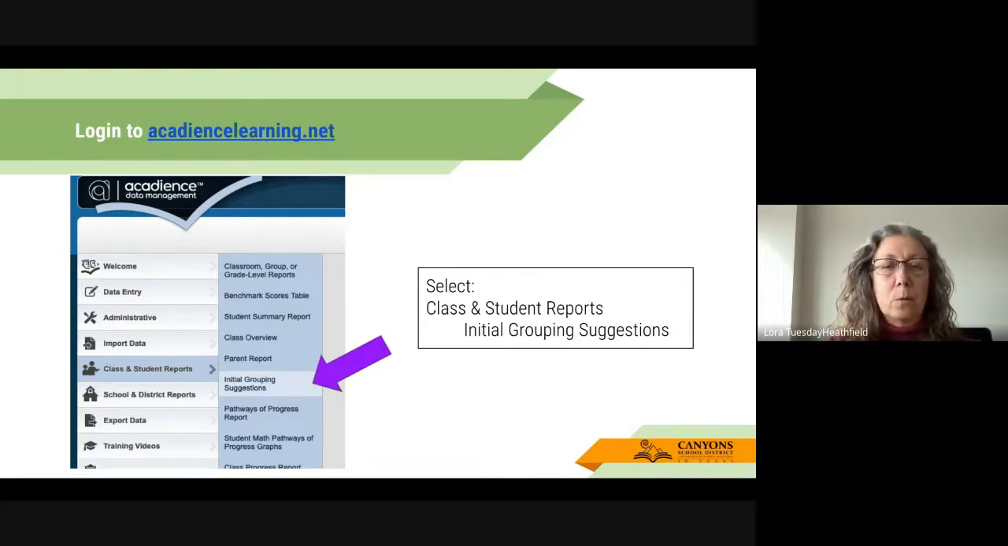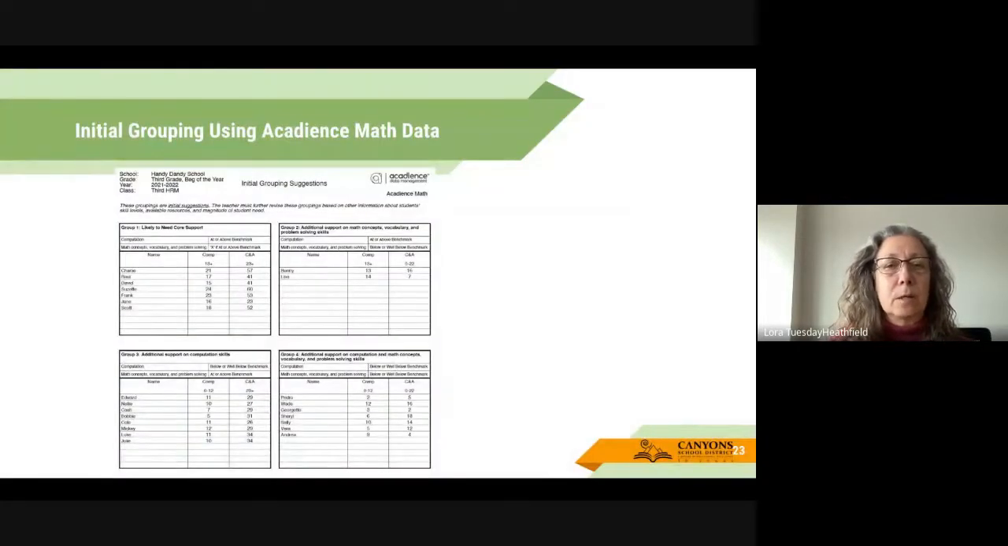You would essentially click on class and student reports and then initial grouping suggestions. And what that will give you, based on whether you look at beginning of year or middle of year, is a grouping of your students into 4 different categories. Group 1 is typically the ones that need core support but don't need additional supports to likely make the next benchmark goal. And then the other 3 categories, in this particular example, I believe it's a 3rd grade example.